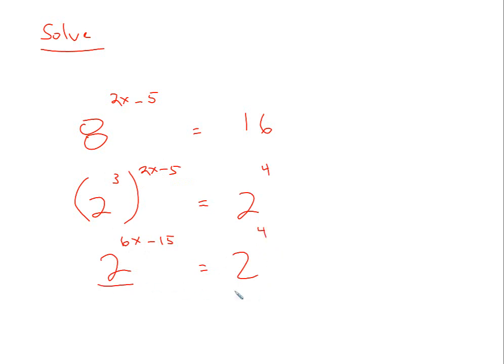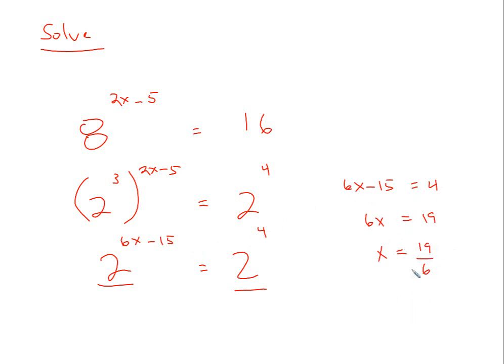Once you have the same base, if the bases are equal, that means the exponents have to be equal also. So now you can take the exponents and set them equal to each other, and then you just do the algebra. You'll get 6x is equal to 19 after adding 15 on both sides, then divide by 6 on both sides. That'll be your answer. You can't reduce it, so there's nothing else for you to do.